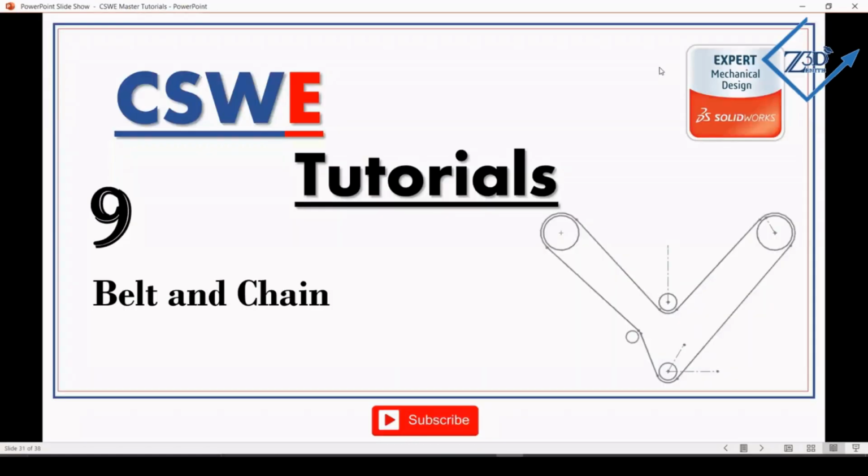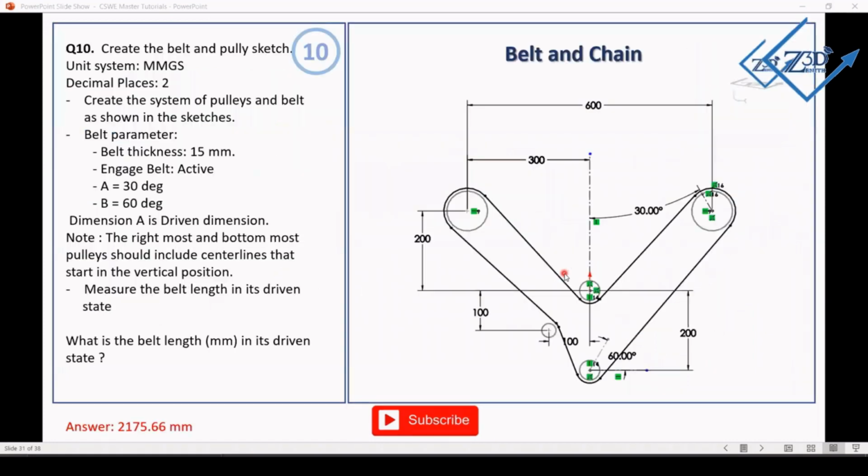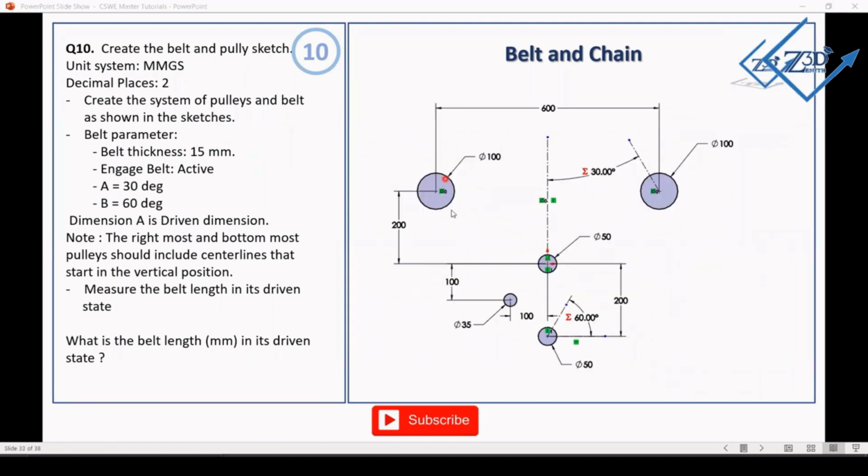Next question. Here the question is a belt and chain related question. This question is slightly tricky, but if you know the logic behind it, you can solve it. The image is shown on the right side, and all dimensions are also shown. So create the system of pulley and belt as shown in the sketch. Belt parameters are given. The dimension is a driven dimension, and we have to measure the belt length in its driven state. The angle A is 30 degrees and angle B is 60 degrees.